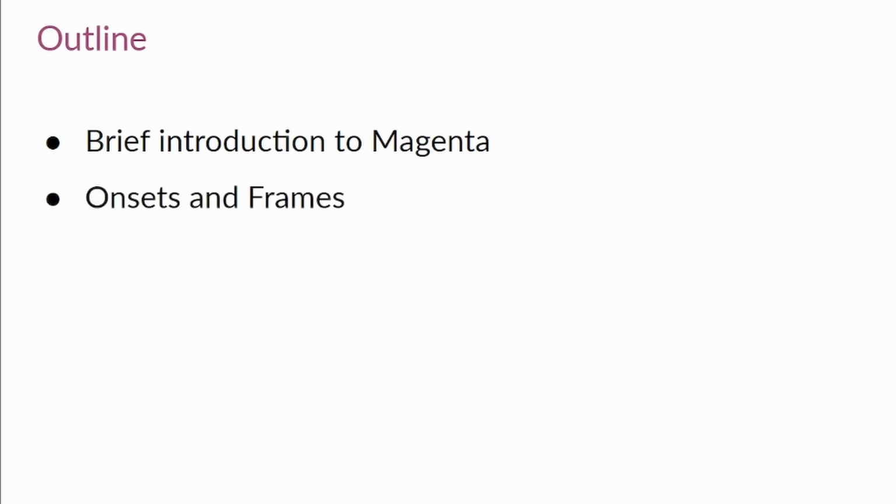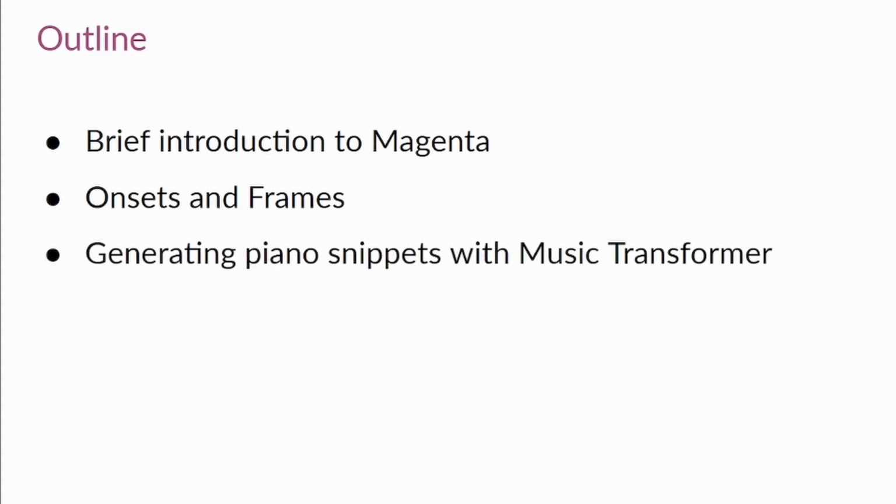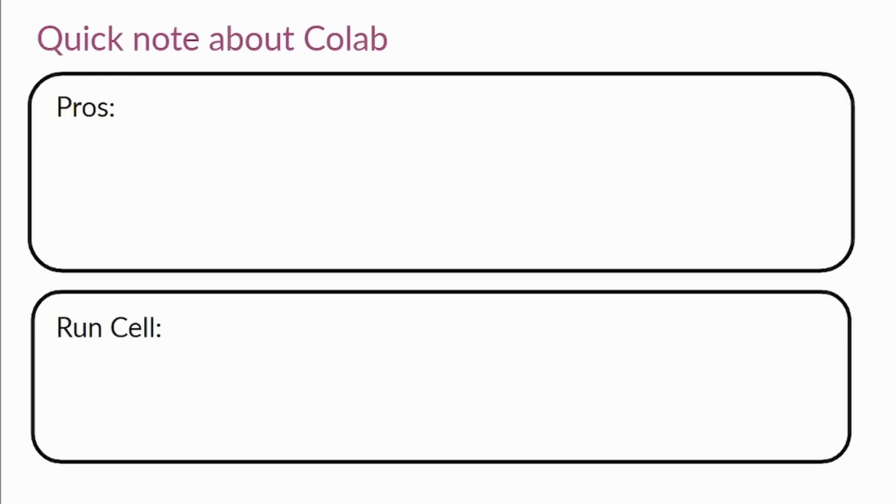I divided this course into 3 modules. In the first module, I'll introduce Magenta. Then you will learn about onsets and frames, a Magenta model that allows you to convert raw audio music into MIDI. I'll explain also why this is important. And finally, in the last module, you will create a piano snippet using yet another model from Magenta called Music Transformer. Exciting, right?